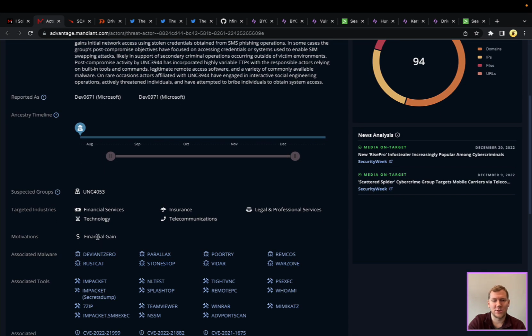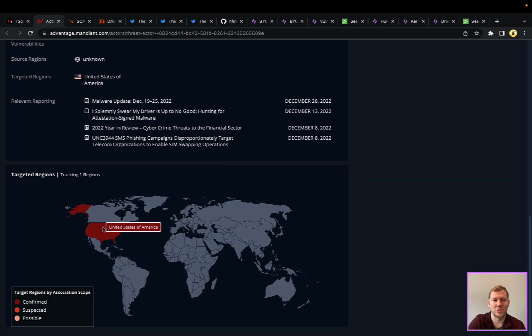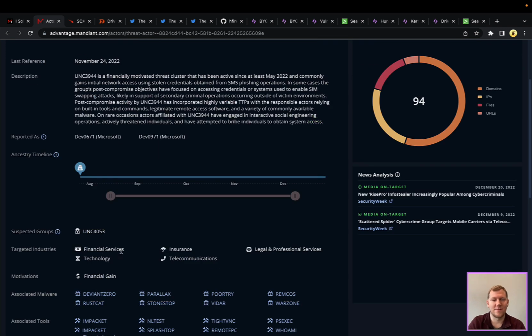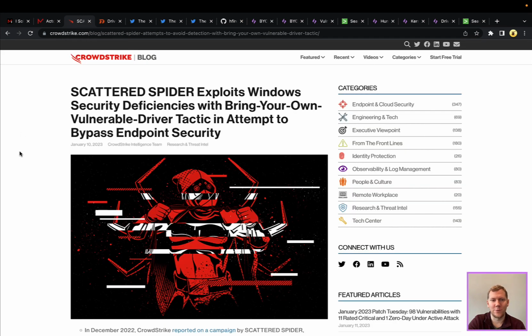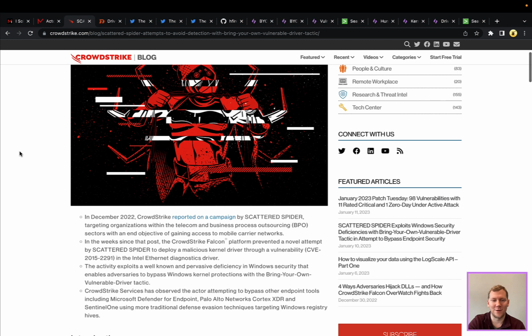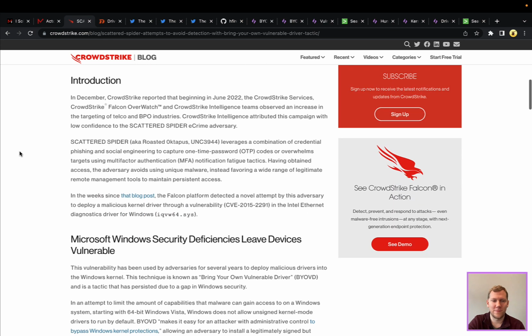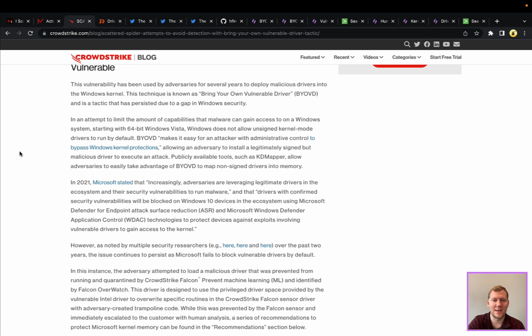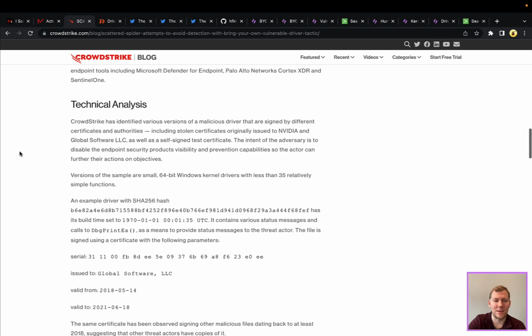As I mentioned, they are financially motivated. They are often targeting US companies and a lot of industries, so financial services, technology, telecommunications. Related here was this Scattered Spider bring your own vulnerable driver attack that CrowdStrike reported. These are different attack vectors, or really different hashes, different binaries, but they were still using that same technique. In particular here, CrowdStrike saw them using a vulnerable Intel driver that's quite a bit old. I want to say the vulnerability against that was from 2015, maybe even older.